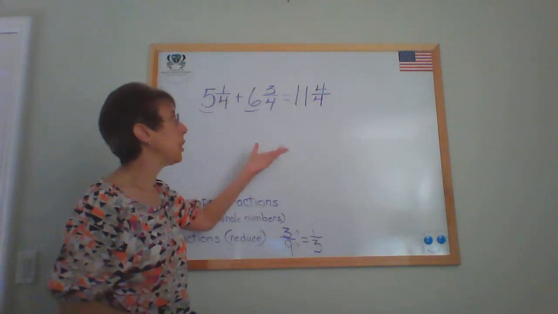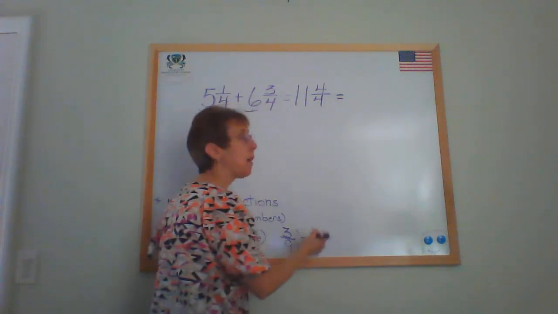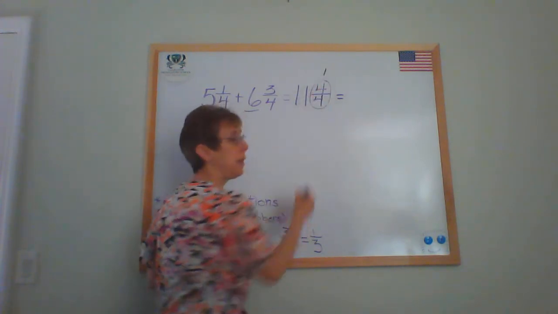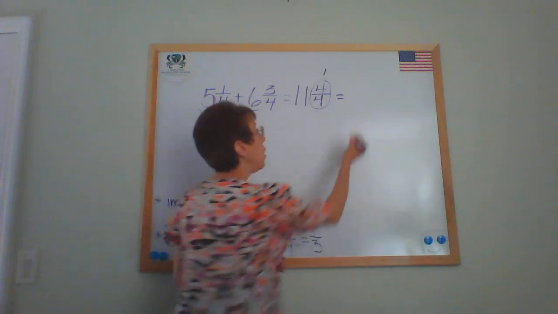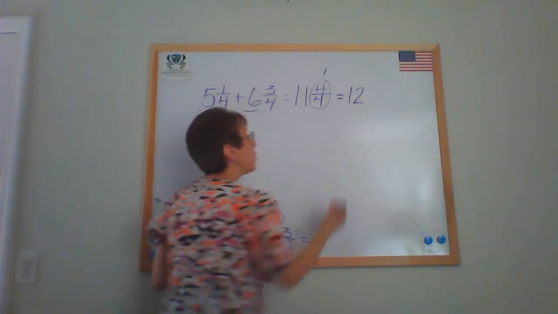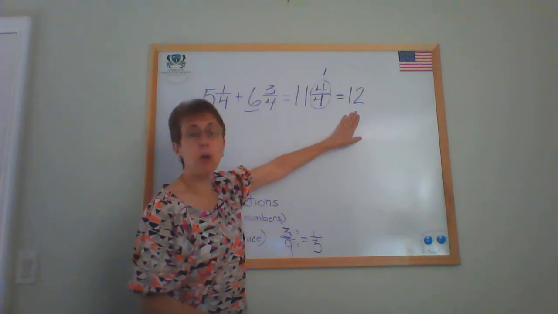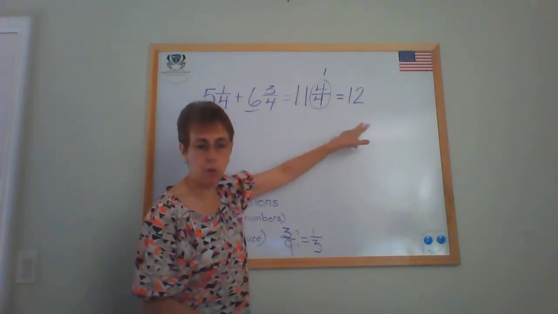So you need to take a look at that and see, well, how do you need to simplify that? So you need to recognize that 4/4 is a fraction name for 1. And now you have 11 plus this 1, which is 12. So your final answer is actually 12, because 11 and 4/4 is the same as 12.